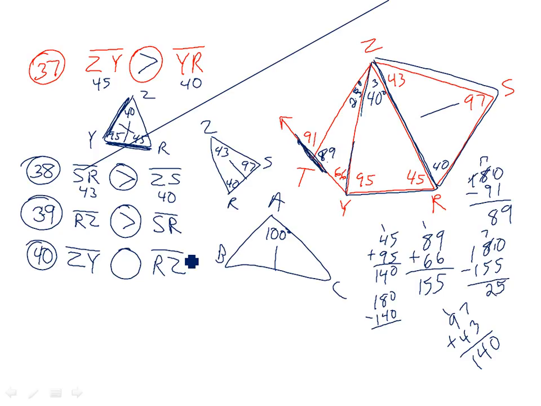Look for segment ZY, where's it at? Where? I'm going to point and you tell me when I get to it. That one? No. There, right? ZY? Where's RZ at?